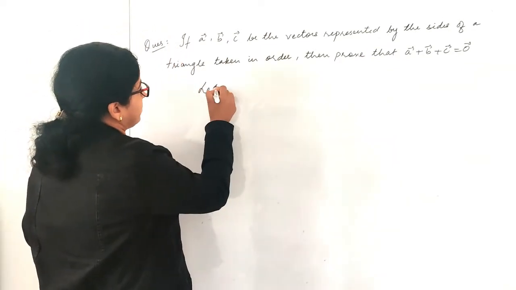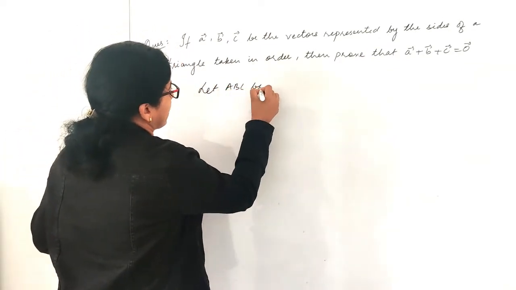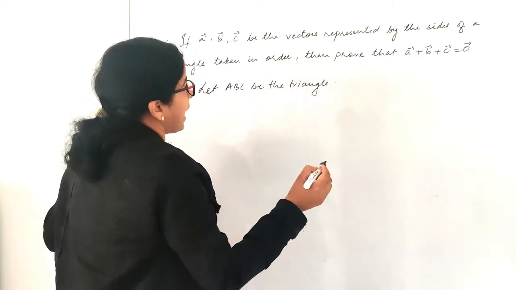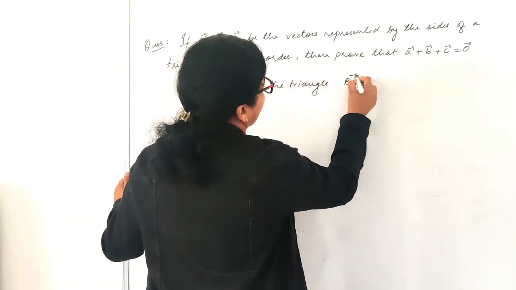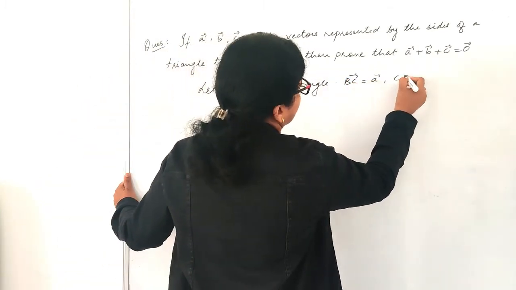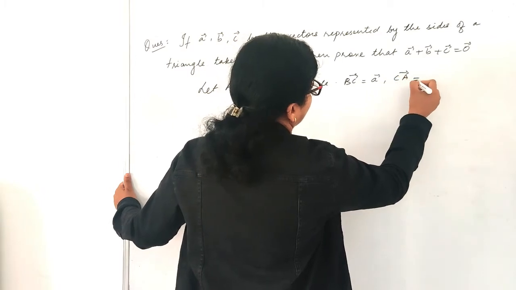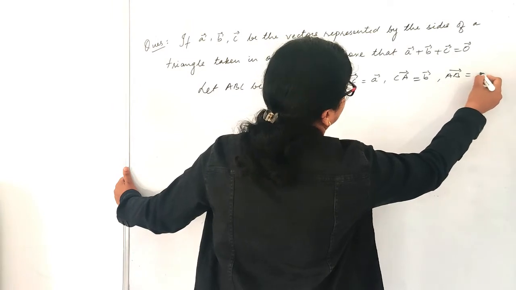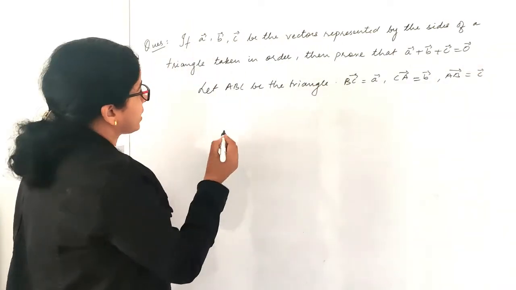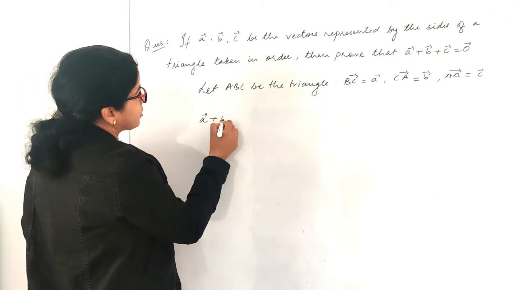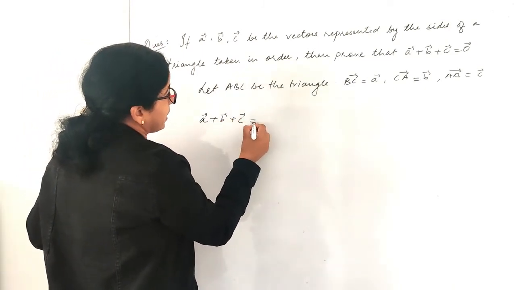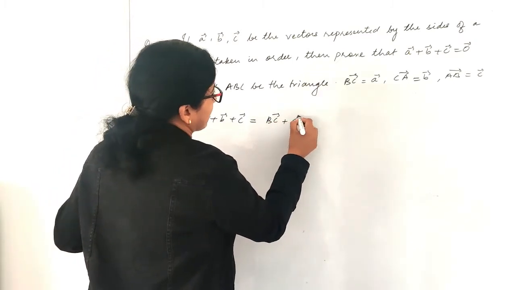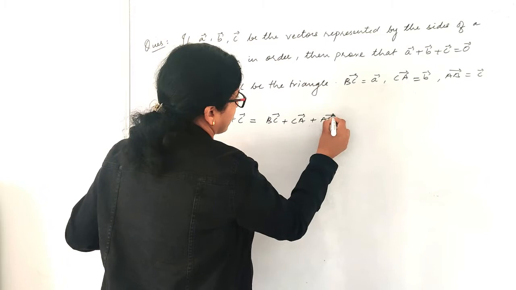So let ABC be the triangle, okay? And let us assume that BC vector denotes A vector, CA vector denotes B vector, and AB vector denotes C vector, okay? So what is given to us? We have been provided A vector plus B vector plus C vector, right? Equals to, it will become BC vector plus CA vector plus AB vector.